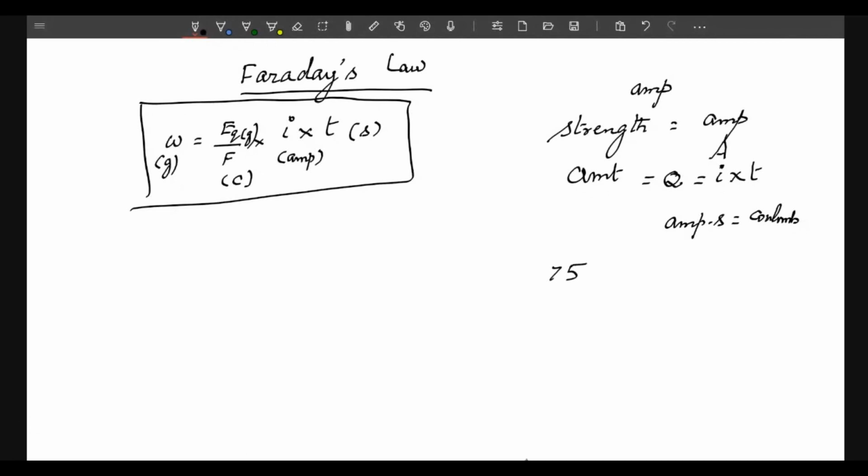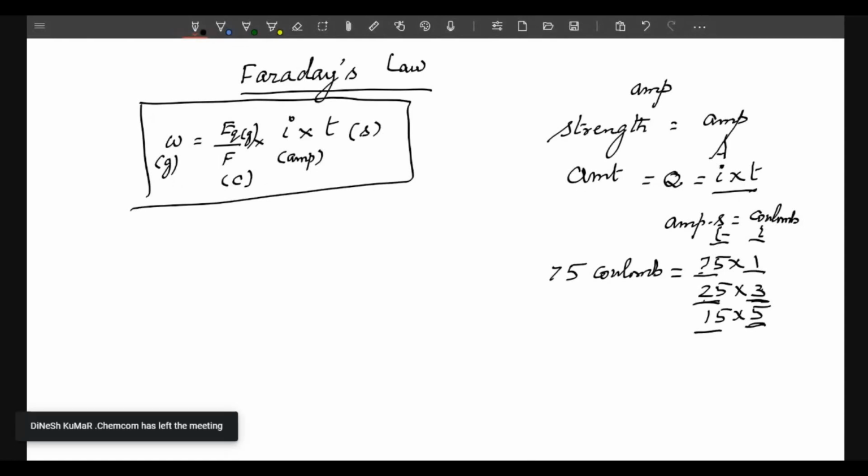What is 75 coulomb? The 75 should be split up into two terms. One is 75 into 1, or 25 into 3, or 15 into 5. That means 75 ampere current is passed for 1 second, or 25 ampere current is passed for 3 seconds, or 15 ampere current is passed for 5 seconds. Or you can take this as the I value and this as the T. Then 1 ampere current is passed for 75 seconds, 3 ampere current is passed for 25 seconds, or 5 ampere current is passed for 15 seconds, and so on. That is what 75 coulomb means: the quantity of electricity passed.